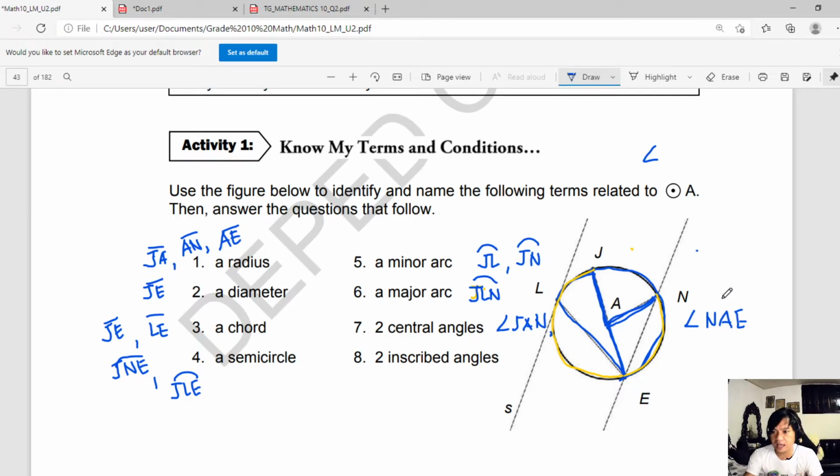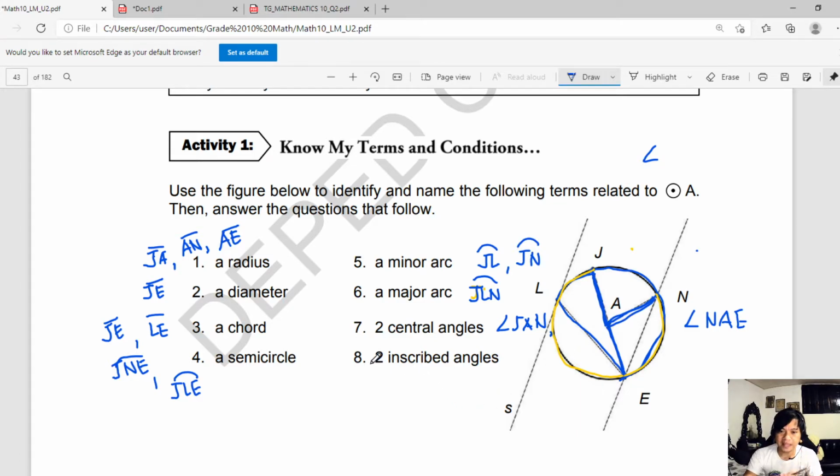Now, central angle, it is important na dapat yung vertex ay nasa gitna. Pwede rin mag-interchange yung other points. Pwede rin siyang angle EAN, as long as yung vertex, which is yung A, ay nasa gitna. This is a vertex, nasa gitna siya parati. Pwede rin siyang angle NAJ ang arrangement ng ating points, but as long as the vertex is at the middle.